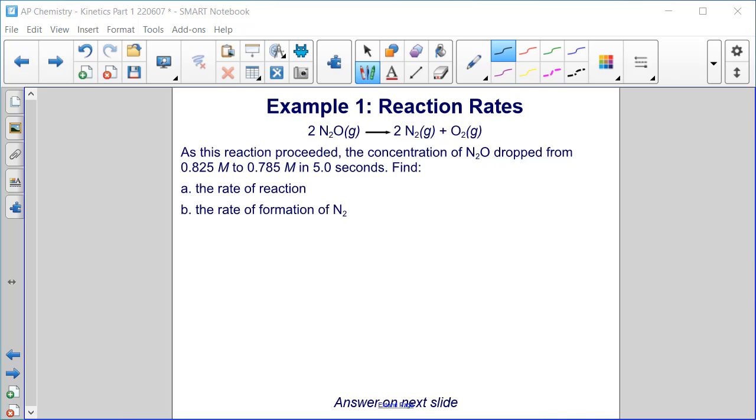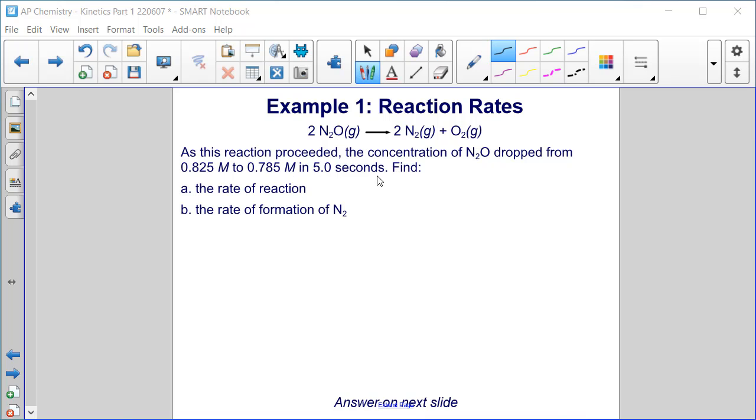Let's look at example 1 with reaction rates. We have 2 NO2 gas producing 2 N2 gas plus O2 gas. Now, the first thing we always have to check and make sure is that the reaction is balanced. We've been given a balanced reaction in this case, but just something to always keep in mind. As this reaction proceeded, the concentration of N2O, this reactant, dropped from 0.825 molar, our initial concentration, to 0.785 molar, our final concentration, in 5 seconds.